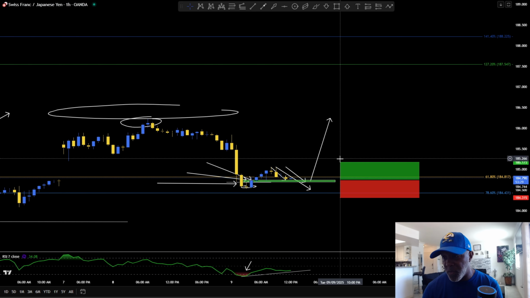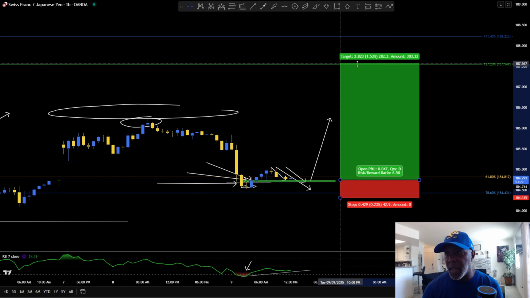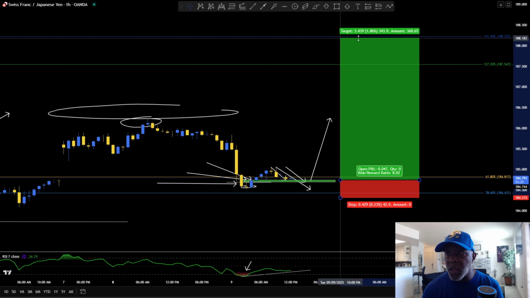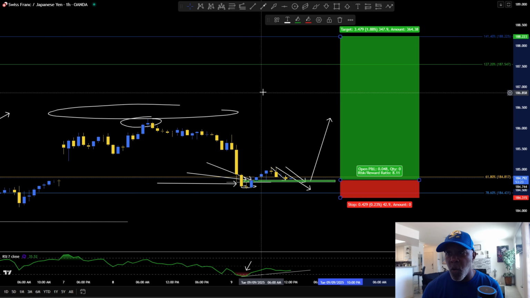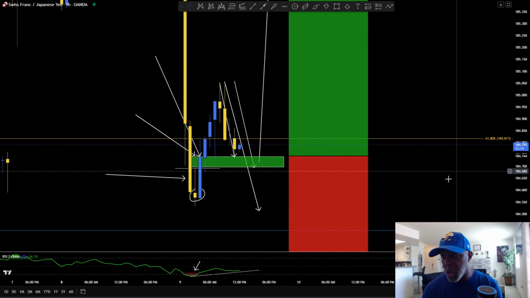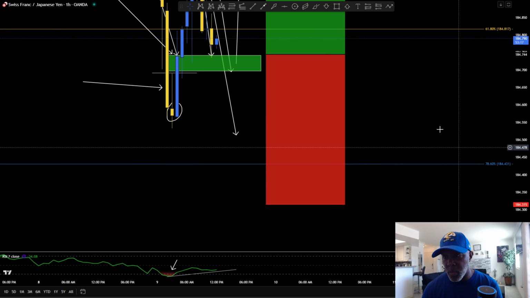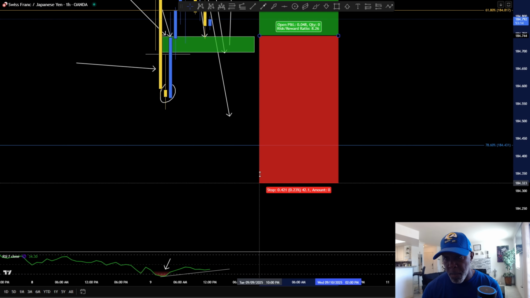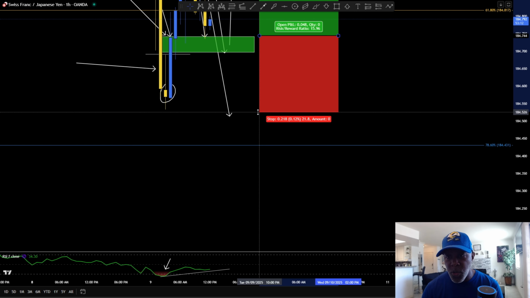And we're going to go aggressive on the target too. Typically, it's the 127. We're going to target a little bit higher on this. We're going to say 1414. Okay. Our stop goes below the 3 bar reversal.